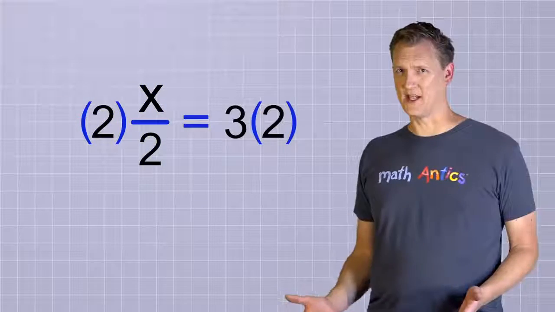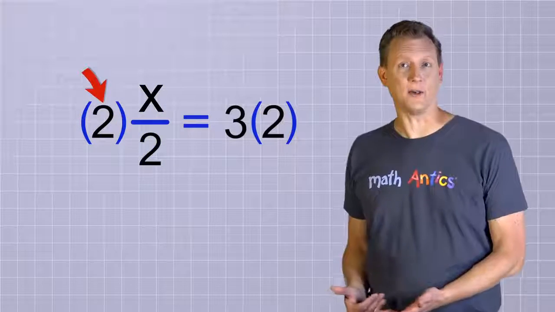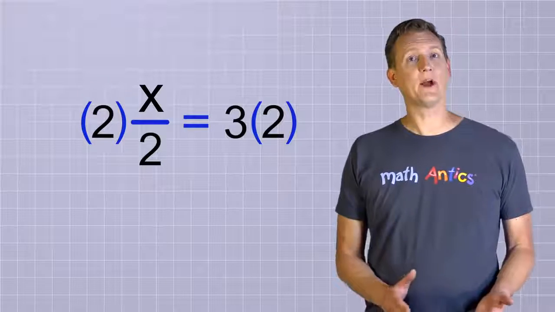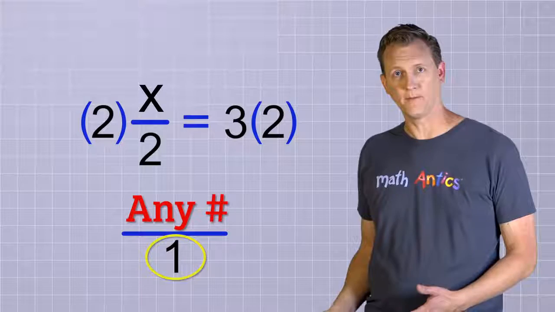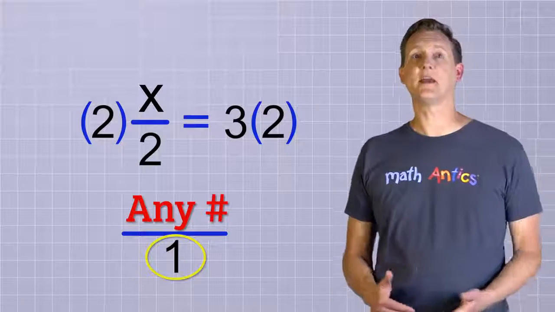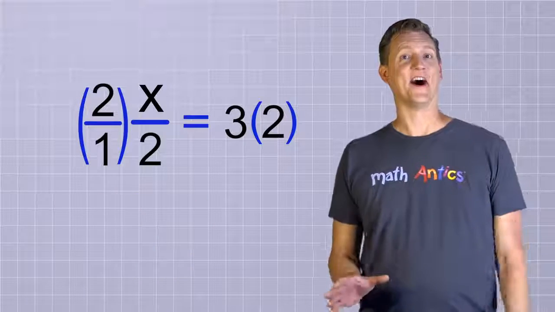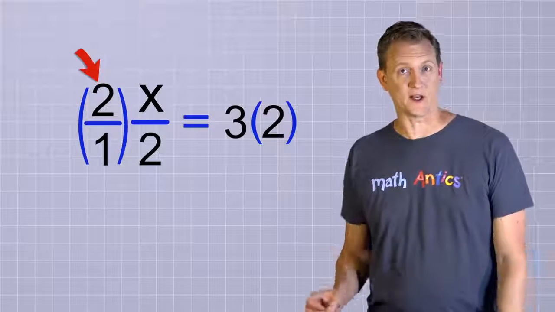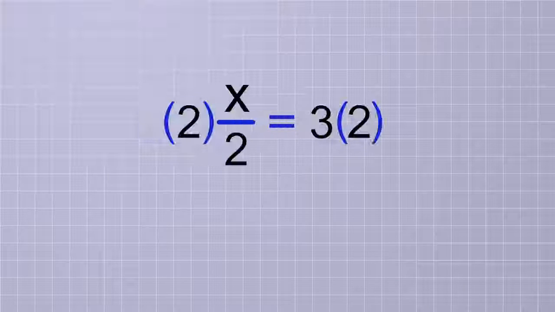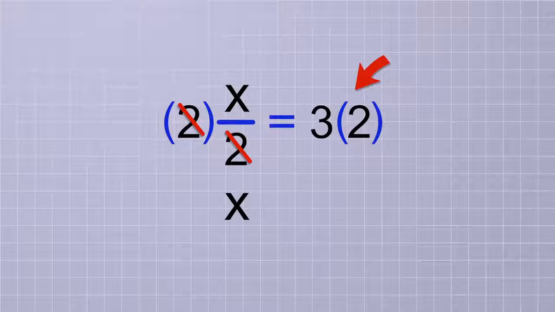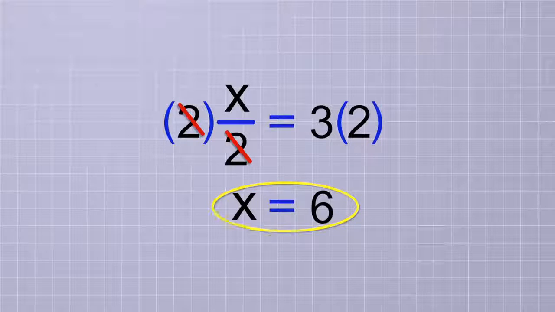Okay, so it's not a mixed number, but how is the 2 on top? Well, do you remember how you can turn any number into a fraction just by making 1 the bottom number? That means that 2 is the same as 2 over 1. Now you can see that the 2 really is on top. It's just that we don't usually show the 1 on the bottom. Alright then, so the 2's cancel, leaving the x all by itself on this side. And on the other side, we have 3 times 2, which is just 6. So in this problem, x equals 6.